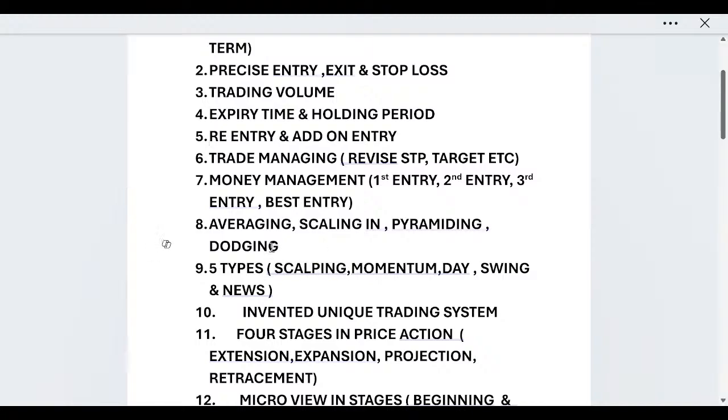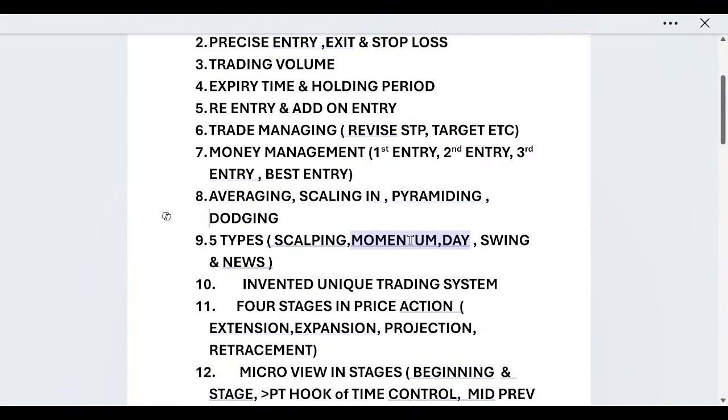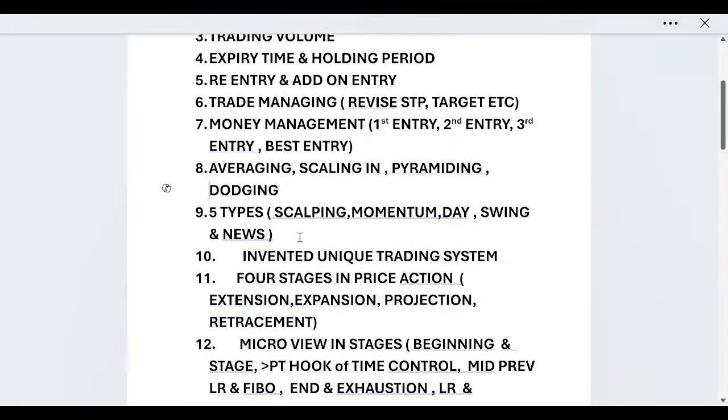So that is another method which we use, which we also will be sharing with you, and how we can go about. Then also take note that we have 5 types of trading. We call it scalping, momentum, day, swing, and news. So mainly we will be focusing on day and swing.